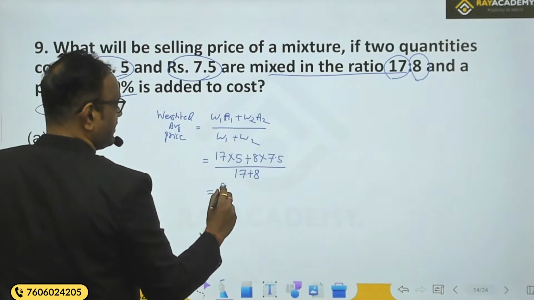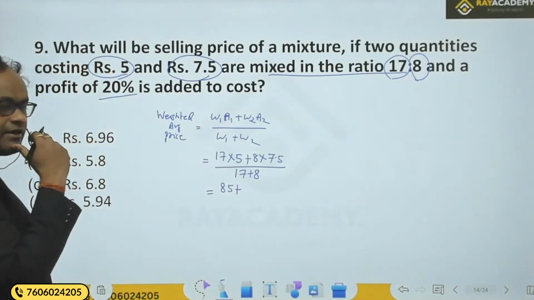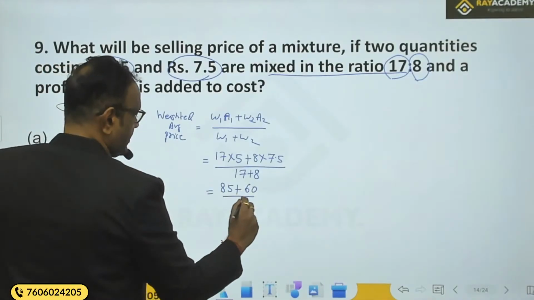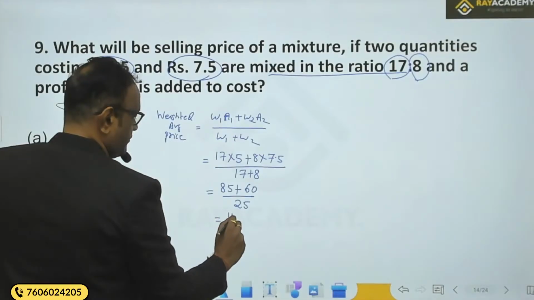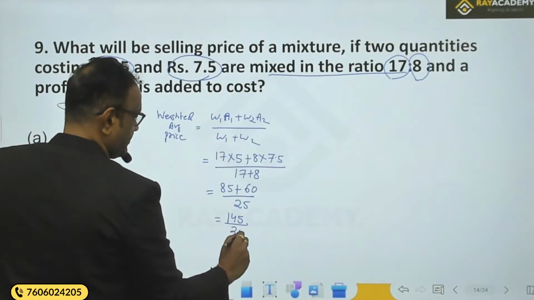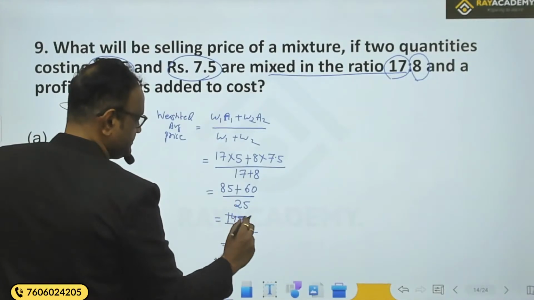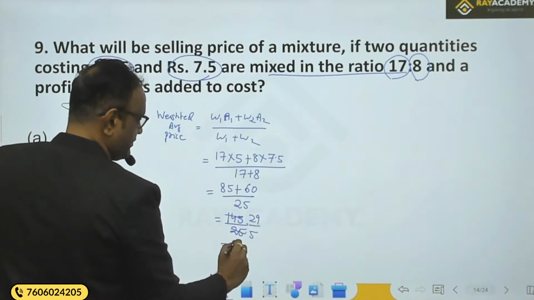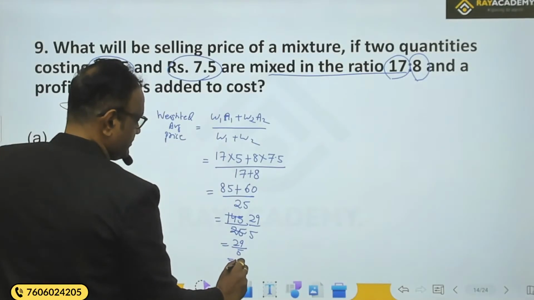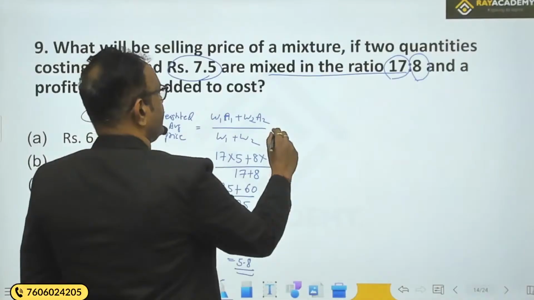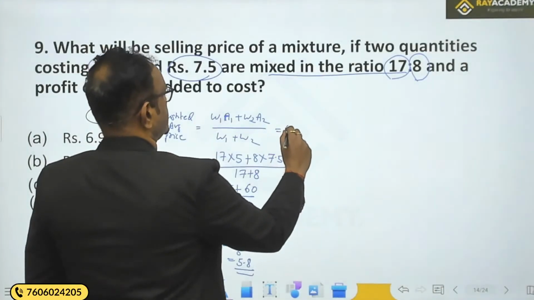So you are getting 85. 8 into 7.5, how much are you getting? 8 7s are 56 and 60. You are getting 60 by 25. So that is 145 divided by 25. If you further simplify, 5 5s are 25, so 29 by 5. 29 by 5 means what? 5 5s are 25, so this is 5.8. You are getting 5.8 rupees.